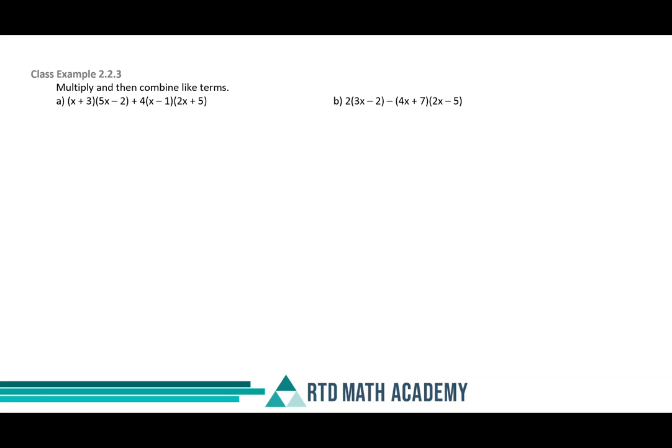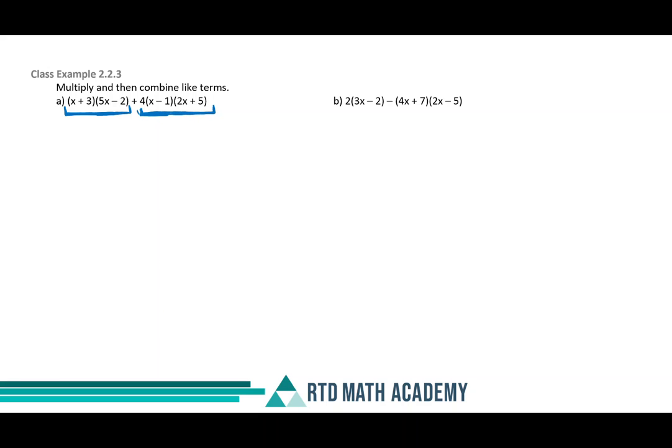The next thing I want to see is we got a lot going on here. Now, I see I first have x plus 3 multiplied by 5x minus 2. And then I'm adding 4 multiplied by x minus 1, 2x plus 5.